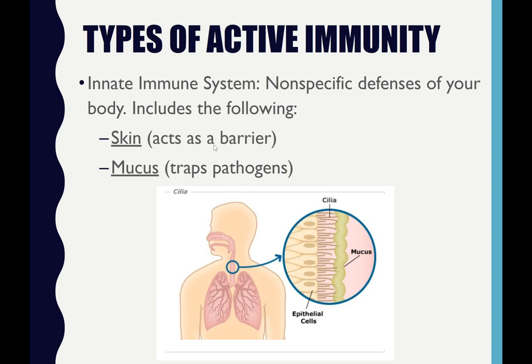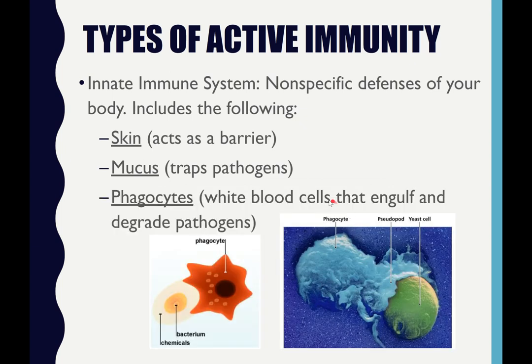Mucus in our trachea can trap pathogens, right? It's very sticky. And so pathogens can get stuck in the mucus, thus preventing those pathogens from entering the respiratory system and then, of course, the circulatory system as you breathe and exhale. And of course, phagocytes, which are white blood cells that engulf and degrade pathogens. Phagocytes will go and attack pathogens as they become aware that they are in the body.